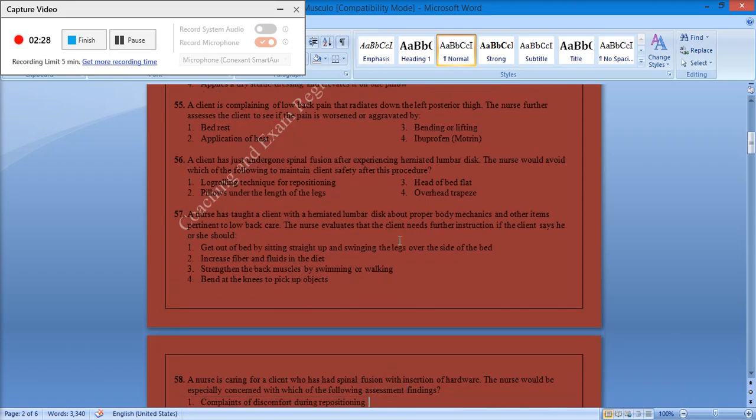55. A client has just undergone spinal fusion after experiencing a herniated lumbar disc. The nurse would plan to avoid which of the following to maintain client safety after this procedure? 1. Log rolling technique for repositioning. 2. Pillows under the length of the legs. 3. Head of the bed flat. 4. Overhead trapeze. The correct answer is overhead trapeze.